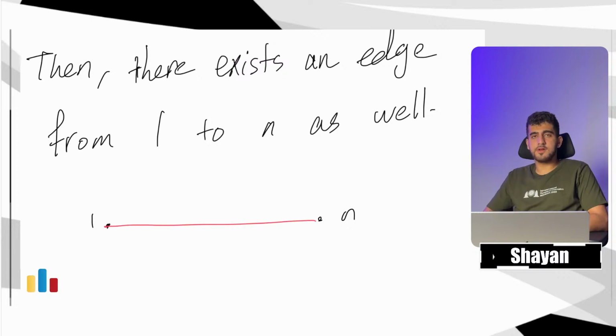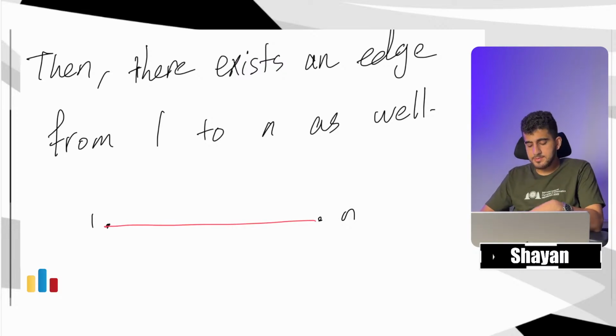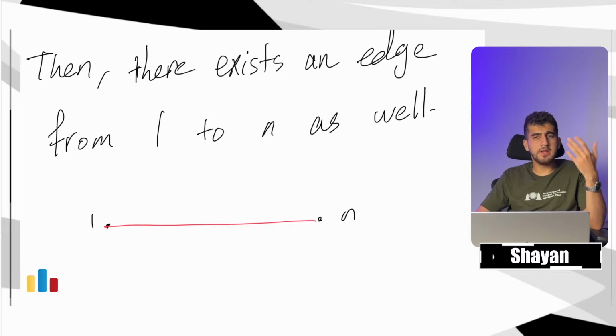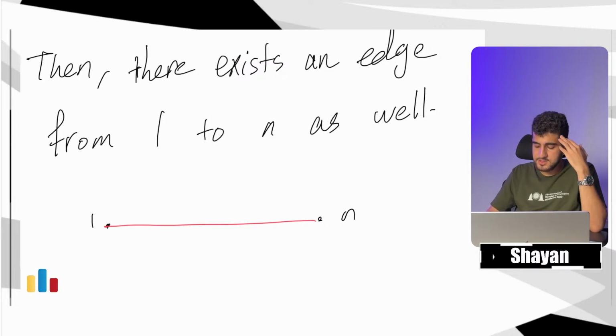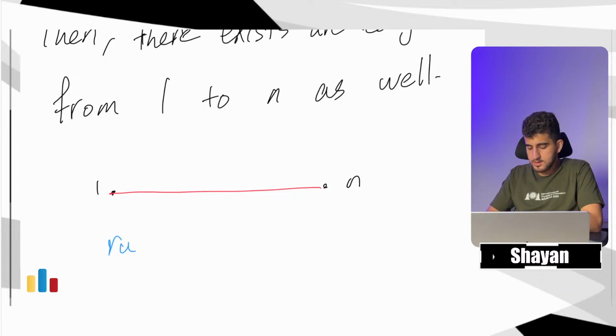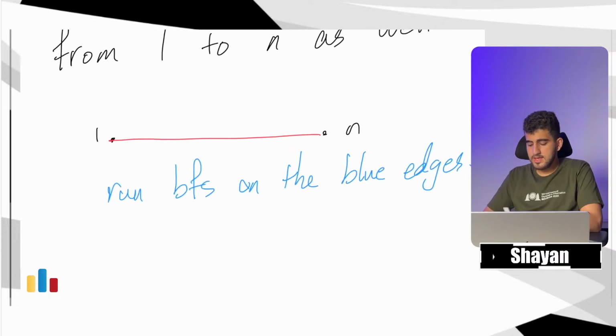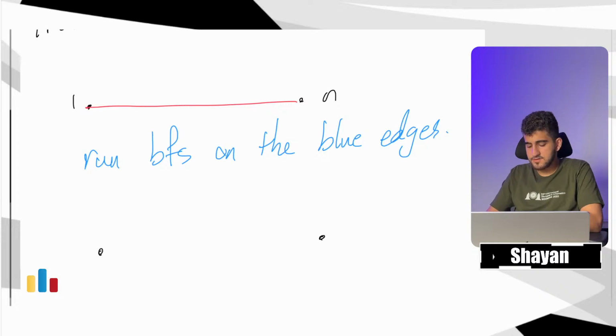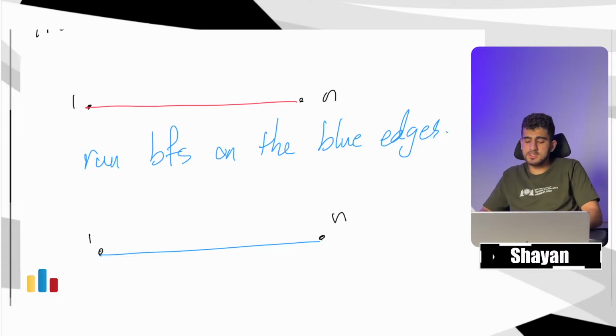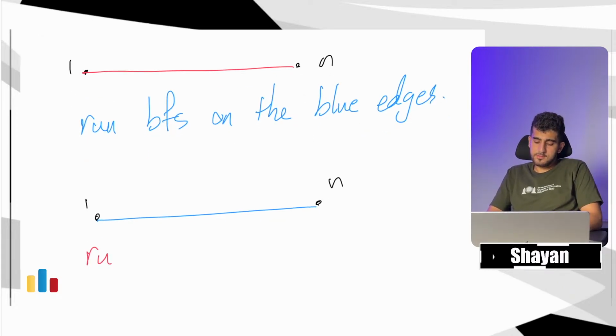If it is a red edge from 1 to n, then it means that the bus can go to n in one step, and it will never clash with the train because the path of the train will have at least length 2. The bus can go from 1 to n in one step, and we just run BFS on the blue edges. And if the edge from 1 to n is blue, you can just say that your train will go from 1 to n in one step, and then we run BFS on the red edges.